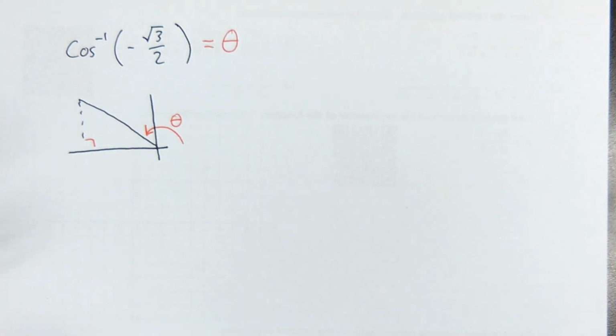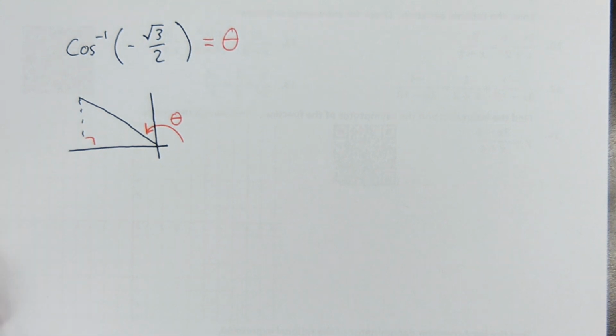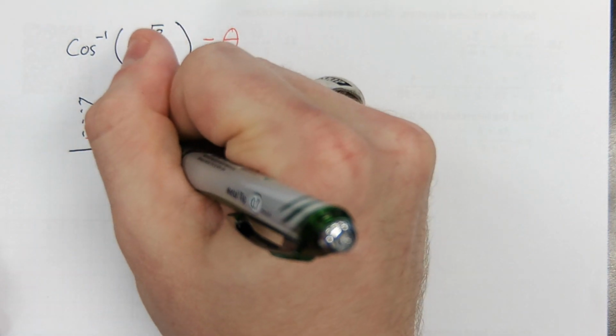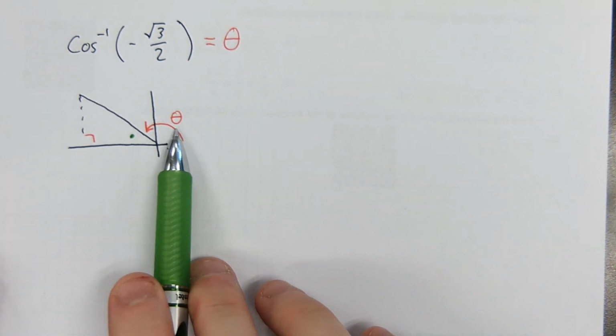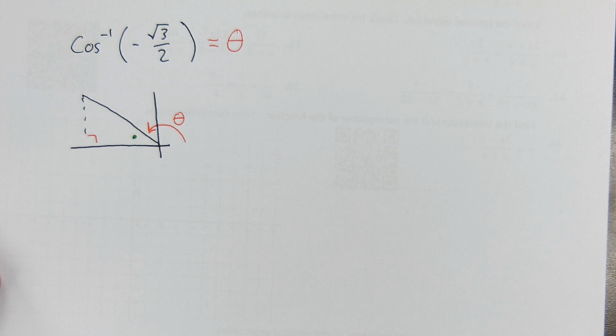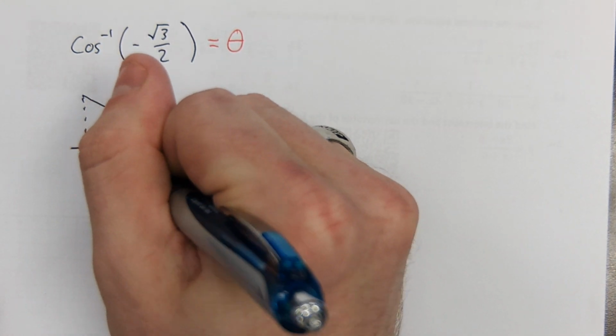Remember, theta is outside of the triangle. We'll be working with some reference angle that I'll put a green dot for. We'll be referencing the green dot, but this is our actual answer. So what do we know? We know that the x value is negative root 3 because the radius cannot be negative.